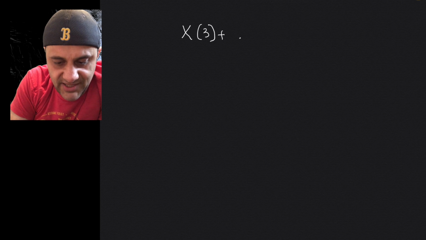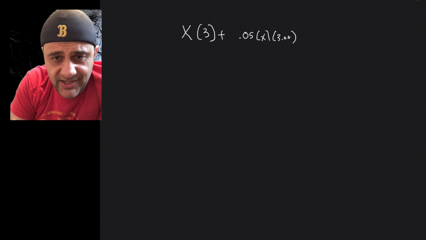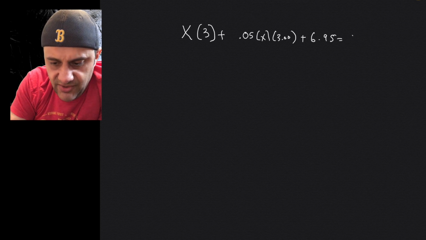So 5% tax is 0.05 times how many they're buying times the cost, right? $3. Okay. And then it looks like no matter how many they buy, they have to pay a one-time shipping cost of $6.95. And all of that is going to equal 69.95.